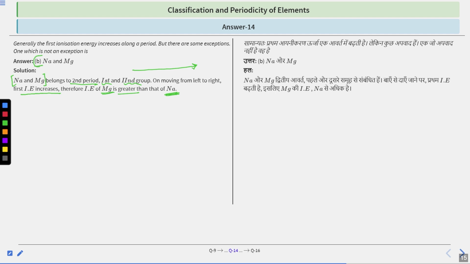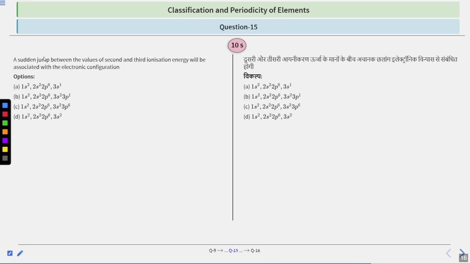Thus B option is the correct one. Okay, now let's move to the next question. Question number 50. A sudden jump between the values of second and third ionization energy will be associated with the electronic configuration. So we have been given some electronic configurations in the options, and we have to select the one in which we can clearly see the sudden jump between the values of second and third ionization energy.